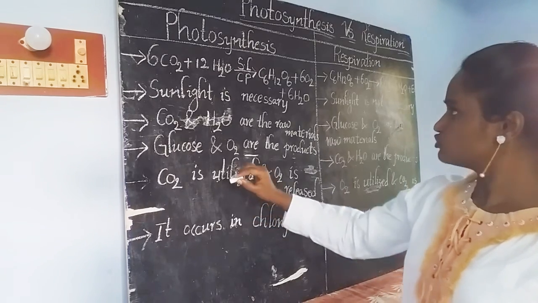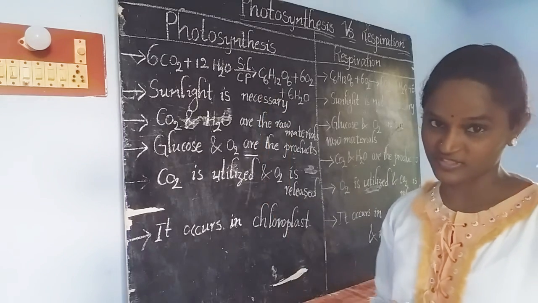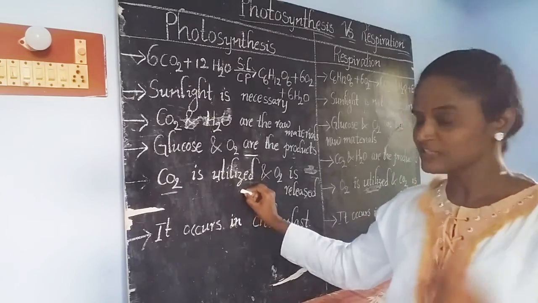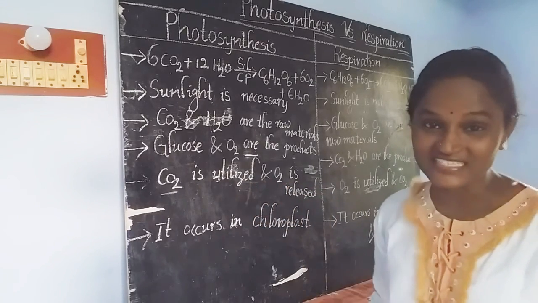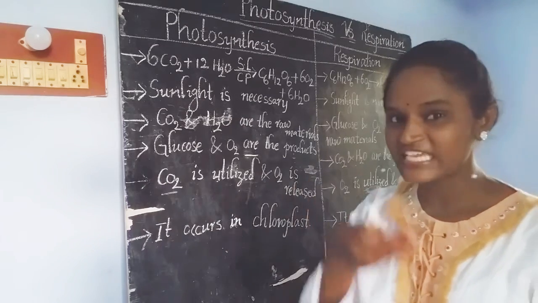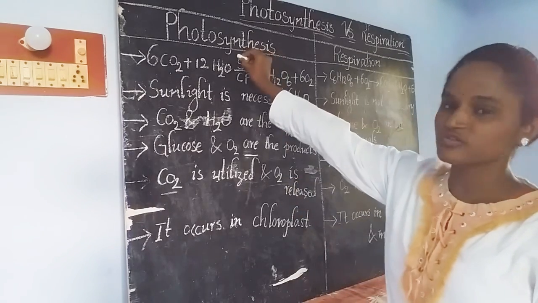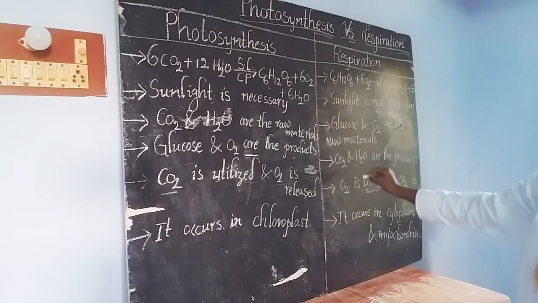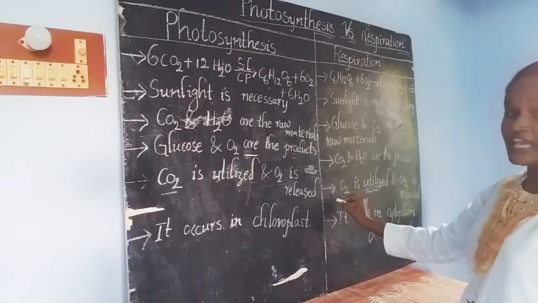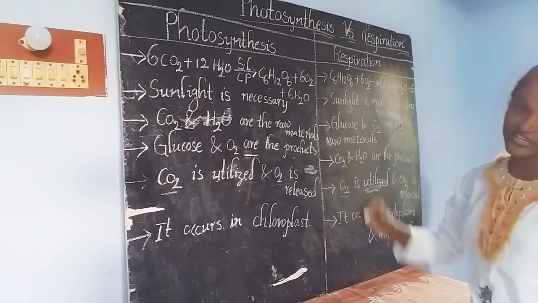If we talk about what is released and what is utilized in photosynthesis, carbon dioxide is utilized and oxygen is released. Carbon dioxide is utilized means carbon dioxide will be taken by the plants and they release oxygen in the process of photosynthesis. If we talk about respiration, oxygen is utilized and they release carbon dioxide.